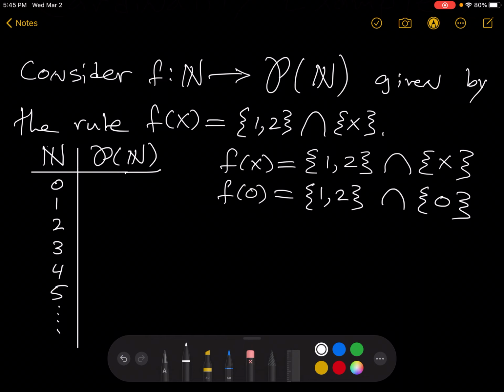To fill this out, think about what's going on here. x is just a placeholder. So if I want to figure out f of 0, I replace the x with 0, and that's what I've done below. Now I want to ask myself, what is the intersection of the set containing 1 and 2 and the set containing 0? Remember that the intersection is the set of all elements that are common to both sets. There are no elements common to both sets, so the intersection is the empty set.